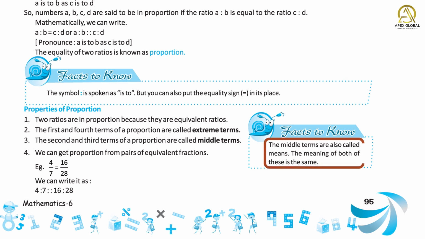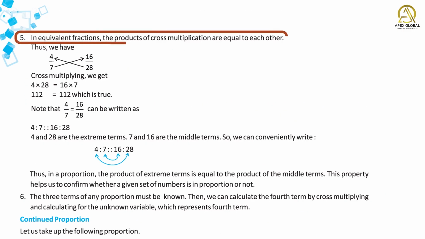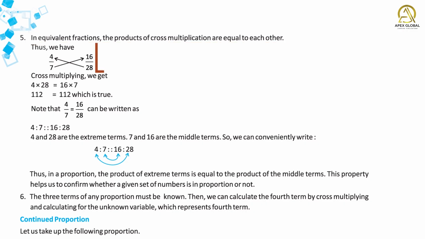The middle terms are also called means. The meaning of both of these is the same. Fifth, in equivalent fractions, the products of cross multiplication are equal to each other. Thus, we have 4 upon 7 equals 16 upon 28. Cross multiplying, we get 4 into 28 equals 16 into 7. 112 equals 112, which is true.